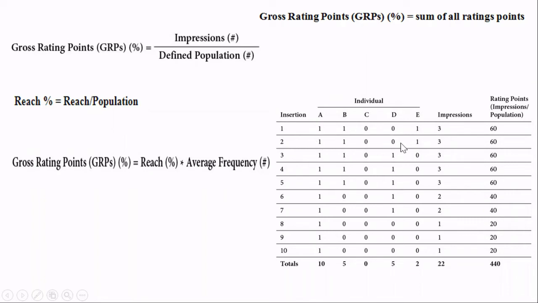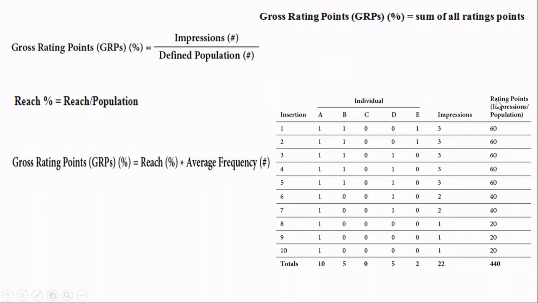So ad 1 was seen by 3 people, ad 2 was seen by 3, ad 3 was seen by 3, and so on and so on. Ad 6 was seen by only 2, as well as 7, 8, 9, and 10 all were seen only by 1 person. Okay, 10 insertions or 10 airings of the ad. These are the impressions per airing or insertion. Sum all those up, you get total impressions of 22.